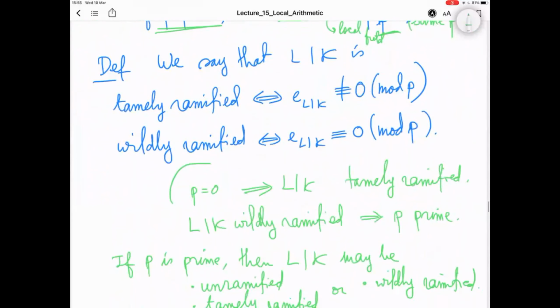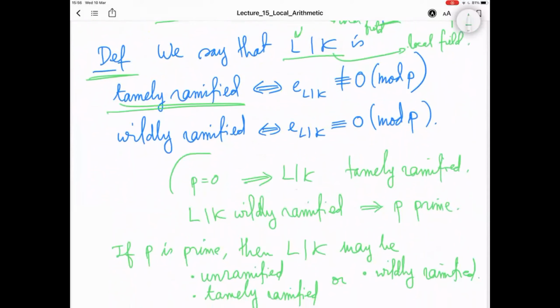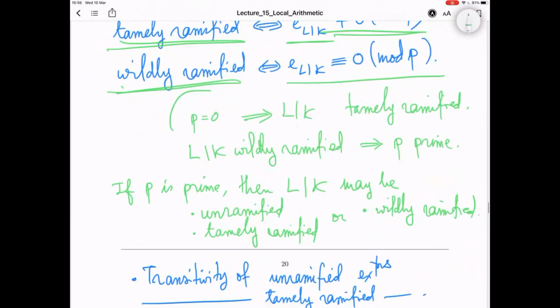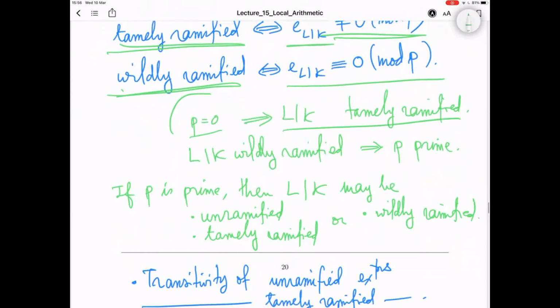Okay, so here is the other part of the terminology. I have a finite extension L of my local field K. So L itself is a local field. We say that L is tamely ramified over K if the ramification index is prime to P. And we say that it's wildly ramified if the ramification index is divisible by P. Now if the residual characteristic is zero, then this has to be tamely ramified. This follows from the definition itself.